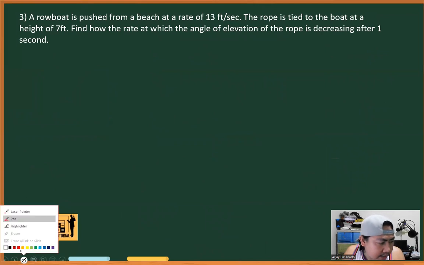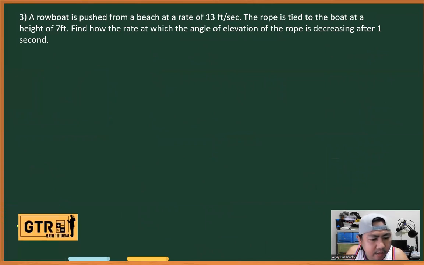So drawing muna natin. So sa time rates, kahit naman sa anong mga problem, no? So drawing lang, dun lang magsisimula. Kapag tama yung drawing nyo, tama na rin yung process nyo. Okay, so a rowboat is pushed from a beach at a rate of 13 feet per second. A rowboat push from a beach. So let's say ito na si boat natin. Si boat pinush daw siya. Ayan, ito na siya. Pinush daw si rowboat at a rate of 13 feet per second.